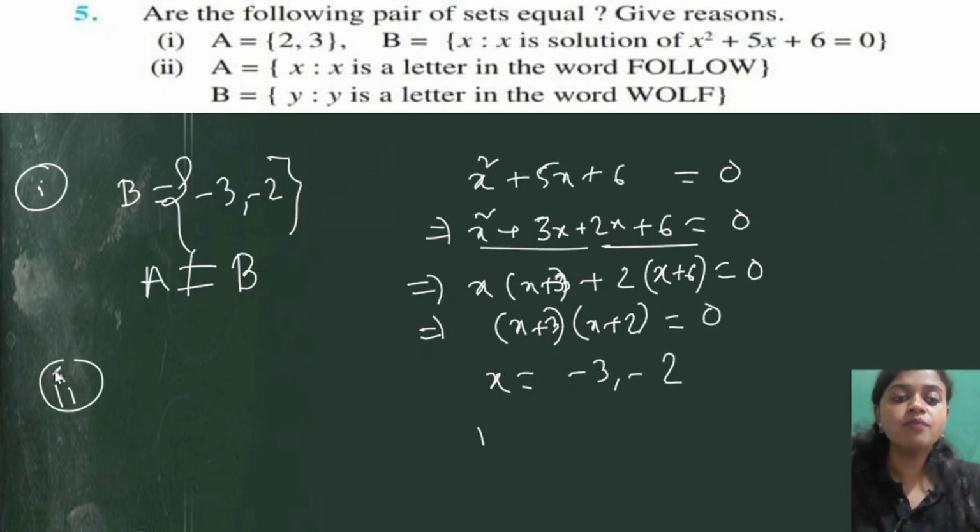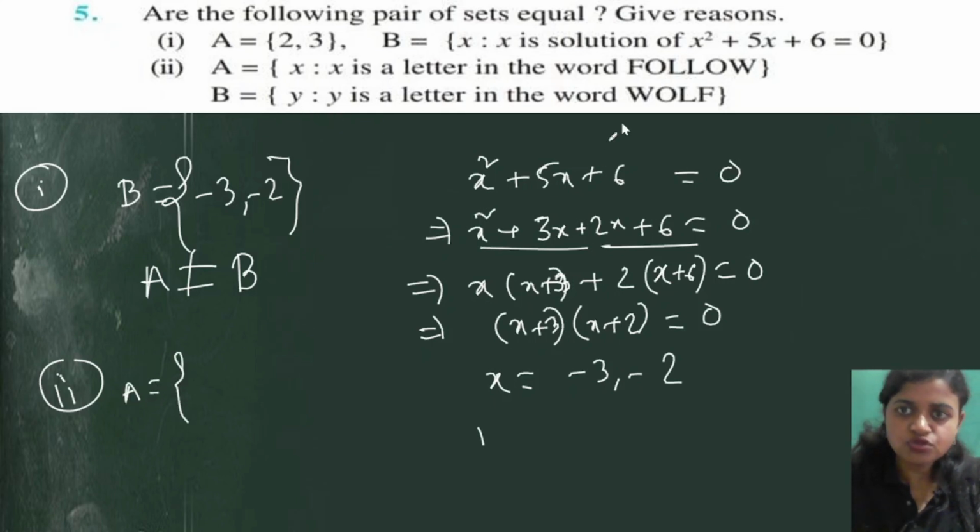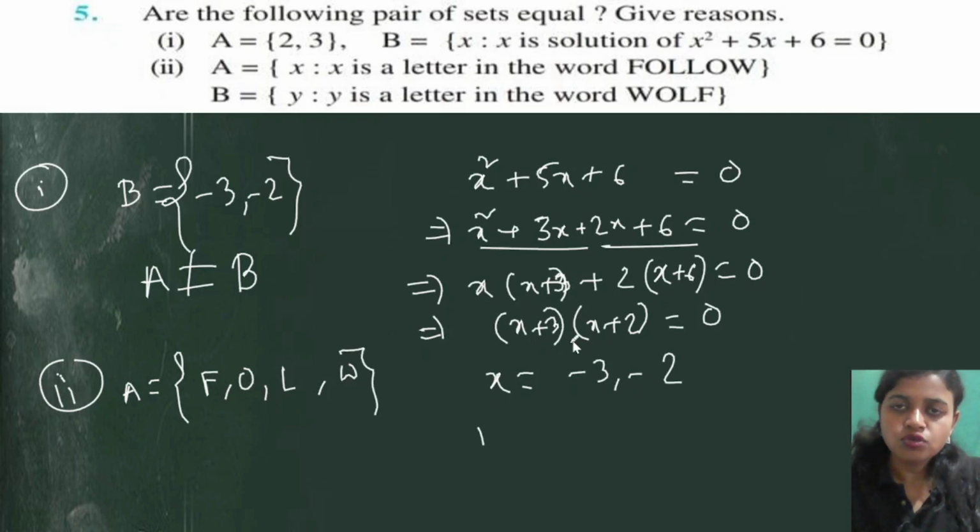Next, question number 2. Set A is the set of x such that x is a letter in the word follow. First write the elements of A. F, O, L, and O is repeated, so we take it once, and W. We discussed in the previous class that elements should not be repeated, the elements should be unique. So F, O, L, W are the elements of A.